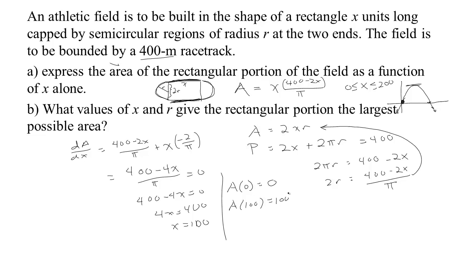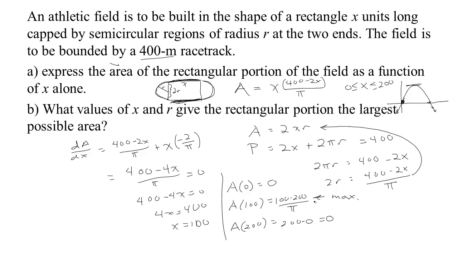we're going to get 100 times (400 minus 200) over pi, so 100 times 200 over pi. And then our last one is going to be at 200, right? So we plug in x equals 200, but then 2 times 200 is 400, 400 minus 400 is 0, so the area is 0 again. We figured that, right? If we made it 200 meters on each side of the rectangle, then there wouldn't be any radius left, and so there wouldn't really be any playing field left. Okay, we can see easily that this is the max.